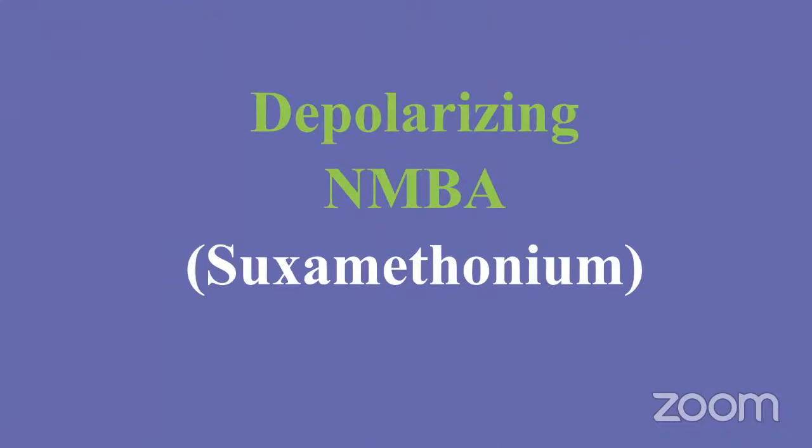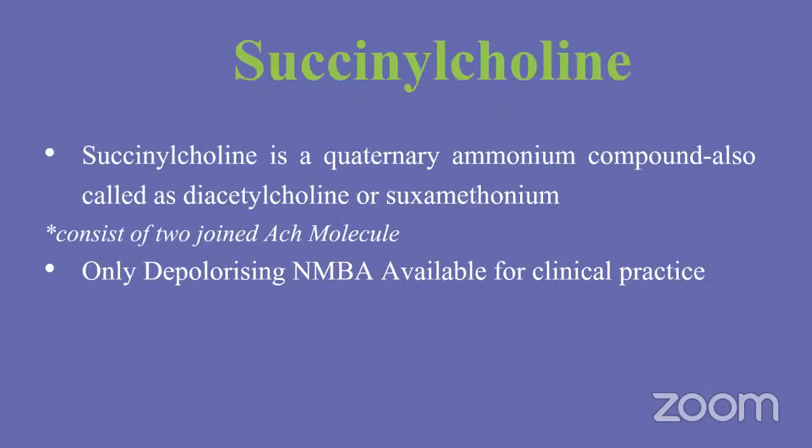So coming to the depolarizing neuromuscular blocking agents, only one drug is available, that is succinylcholine. Succinylcholine is a quaternary ammonium compound, also called diacetylcholine. It consists of two acetylcholine molecules which are joined together. It is the only depolarizing muscle relaxant available for clinical practice.